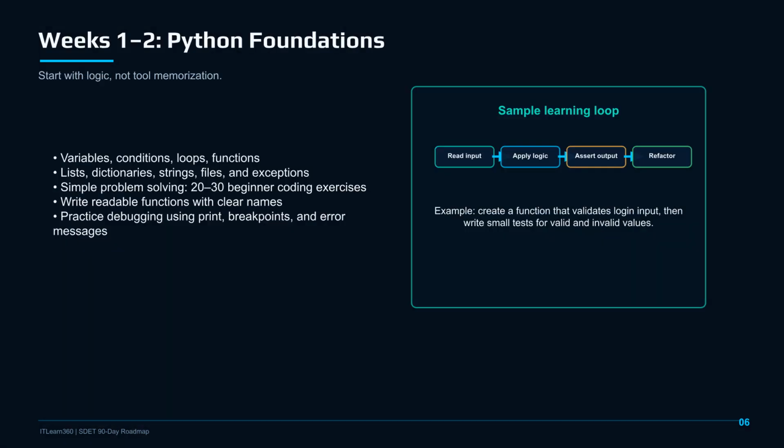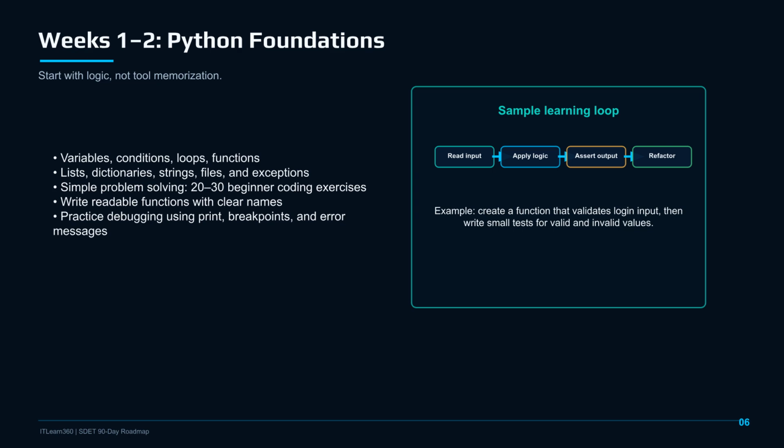During weeks 1 and 2, the focus is Python Foundations. The goal is not to become an advanced software engineer in 2 weeks. The goal is to become comfortable with the programming logic required for test automation. Start with variables, conditions, loops, functions, lists, dictionaries, strings, files, and exceptions. These concepts appear again and again when you automate test data, validate responses, loop through records, and handle failures.